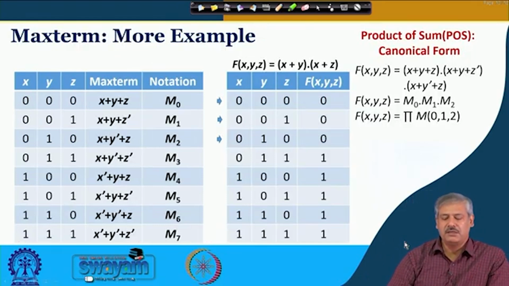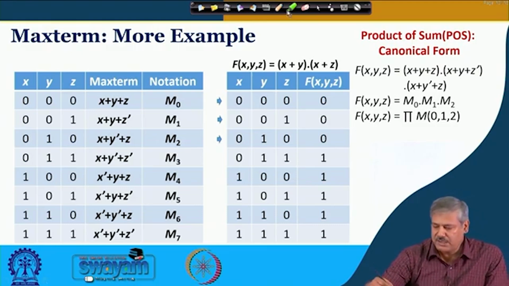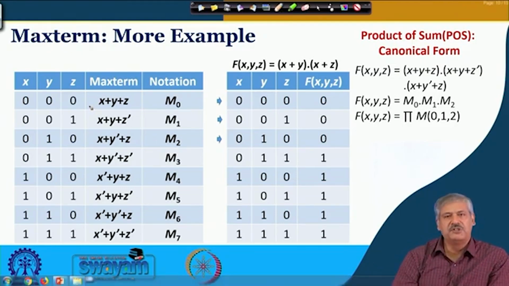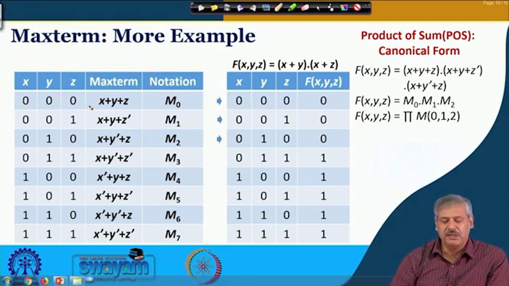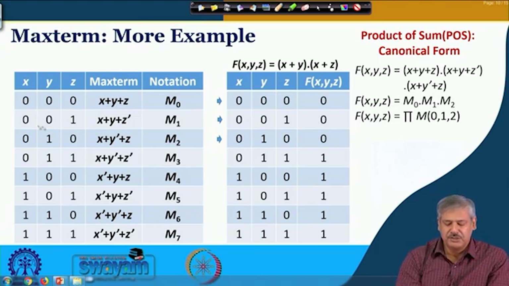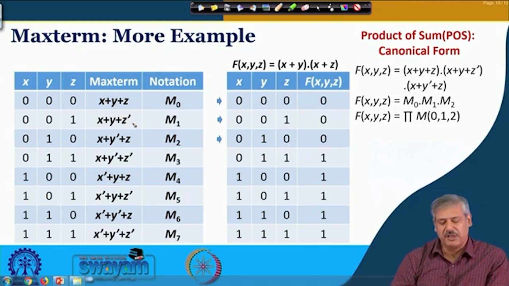So, we look at it for a 3 variable example. So, here x, y, z all of them are 0. If it is 0 then it will be unprimed, uncomplemented. So, the corresponding max term is x plus y plus z. Okay. 0, 0, 1 it is x, y and z is 1, so z prime will be there. So, x plus y plus z prime. And that way when it is 1, 1, 1 we have got x prime plus y prime plus z prime.